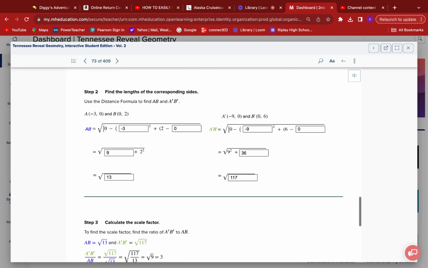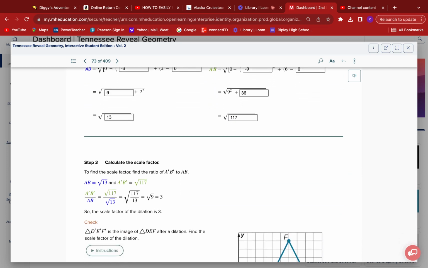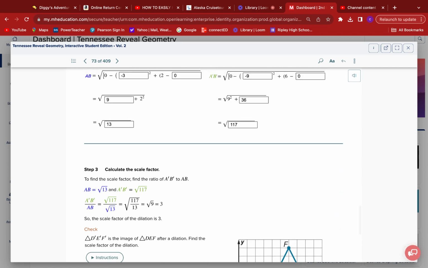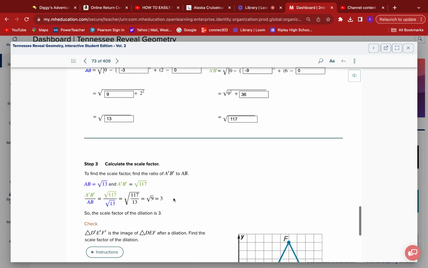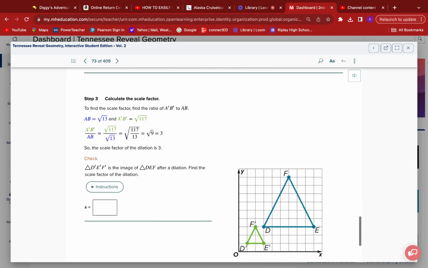Okay. So now we're going to divide those to get their scale factor. So we've got the square root of 13 for your original AB. Again, that's your pre-image. The square root of 117 for your image, A'B'. We're going to divide those to get your scale factor, which is the scale factor of 3. All right. Looks like we're done with that.